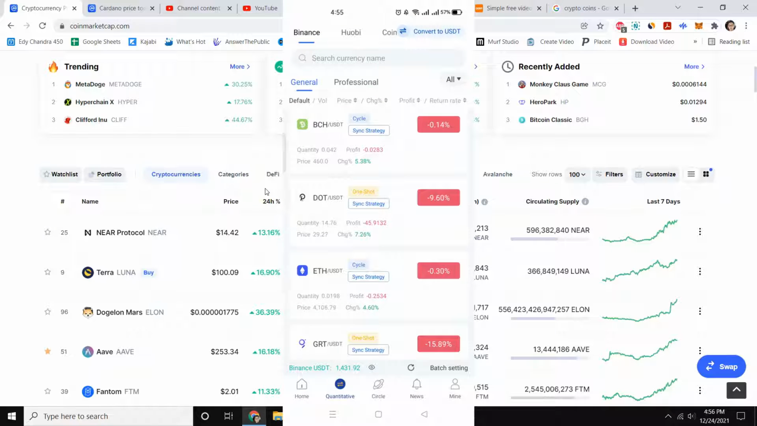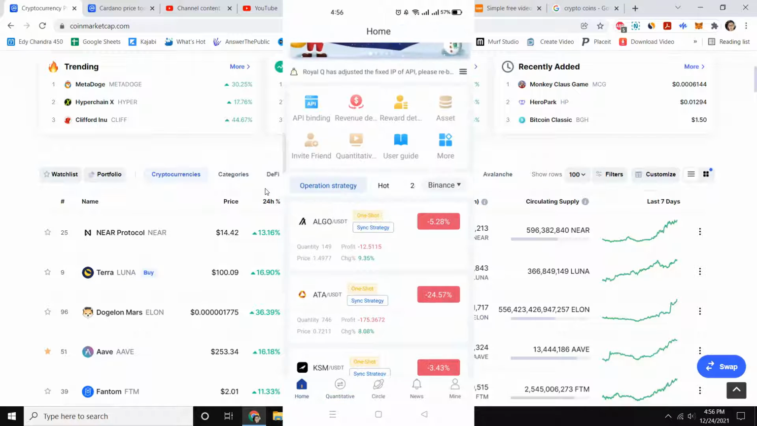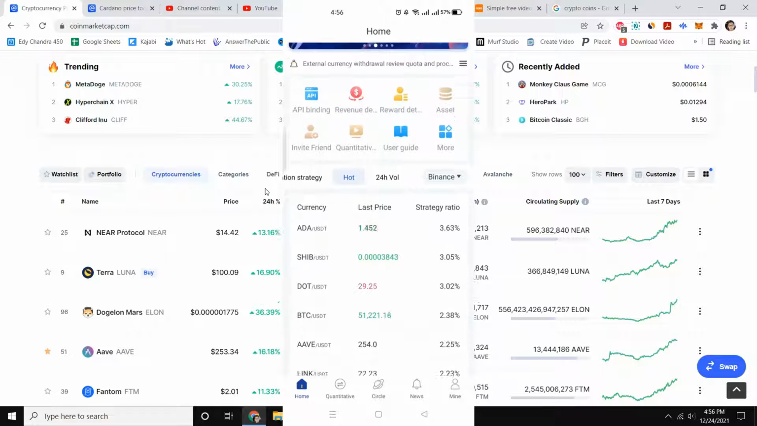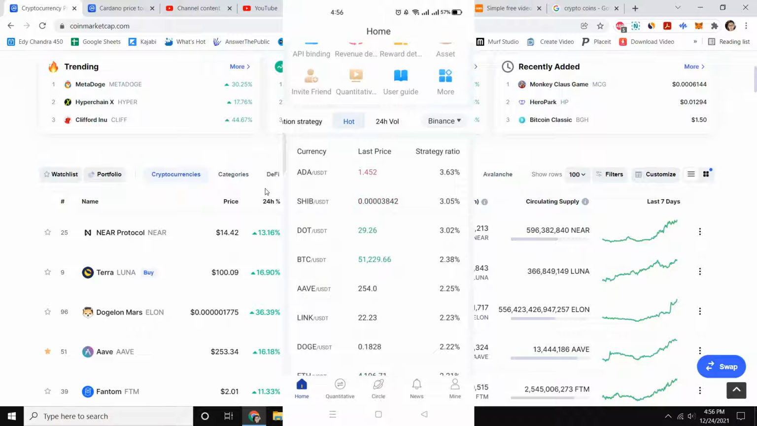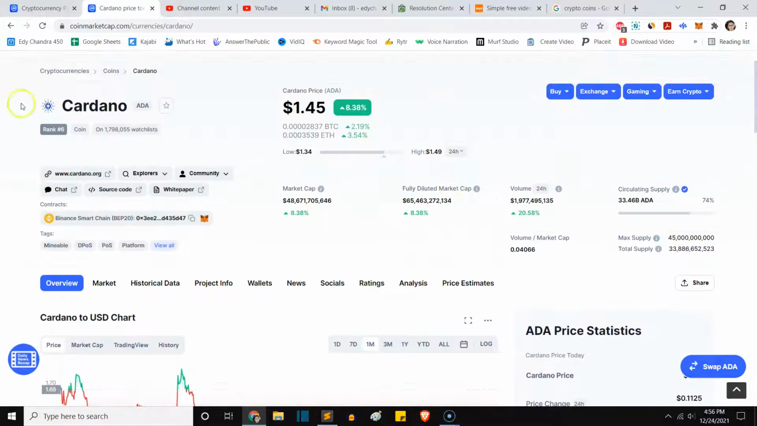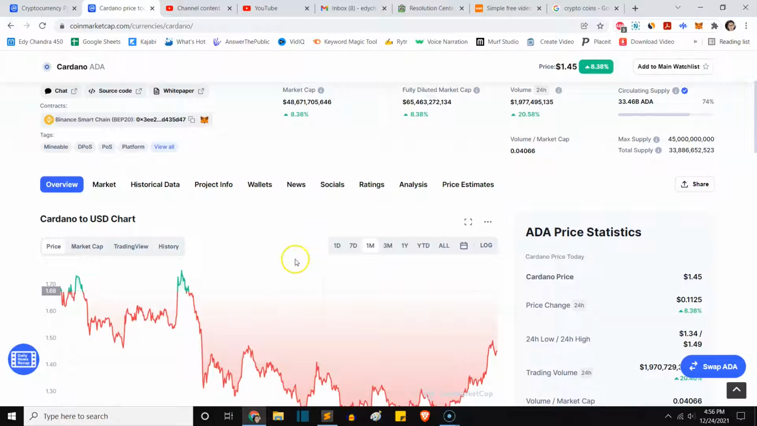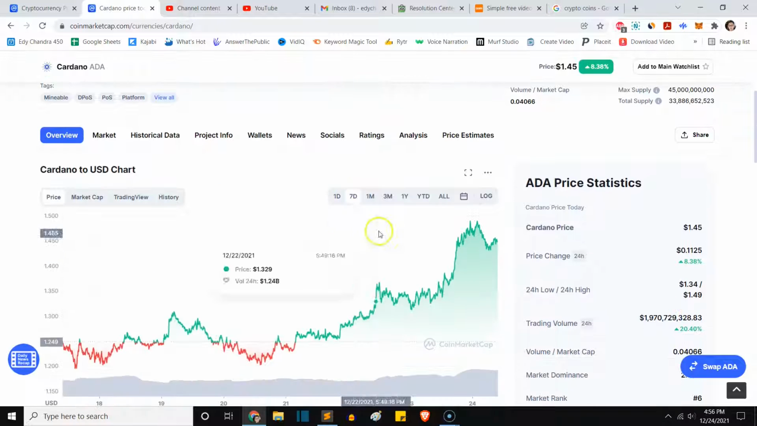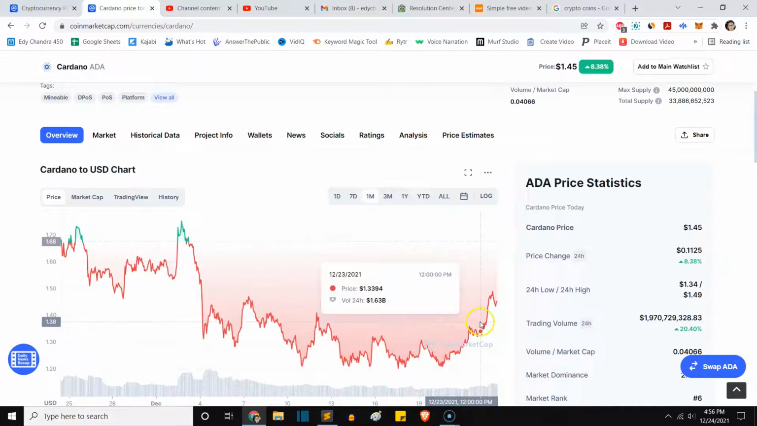Now, what I personally would do, I go to home and you will see there is this hot tab. I will click on it and I will see these are the coins that are hot right now. There's ADA, there is Shiba, there is DOT, BTC, AVE, Link. These are the hot coins right now. So this is Cardano, which is ADA. I'm planning to play with ADA and you can see it's pretty hot. And when I see the chart, I see there is potential for this chart.